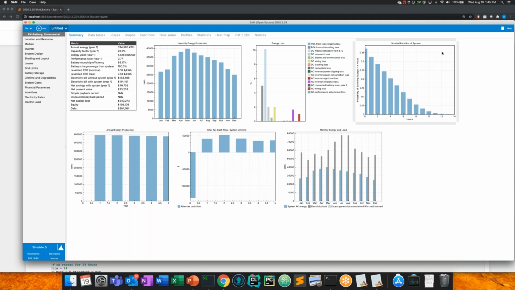And then we can see this survival function of the system on the right. This tells us that I have a 20% chance of surviving an outage that's greater than 4 hours. Whereas if I wanted to survive an outage for at least 8 hours, I've only got a 6% chance of doing that with my current system.